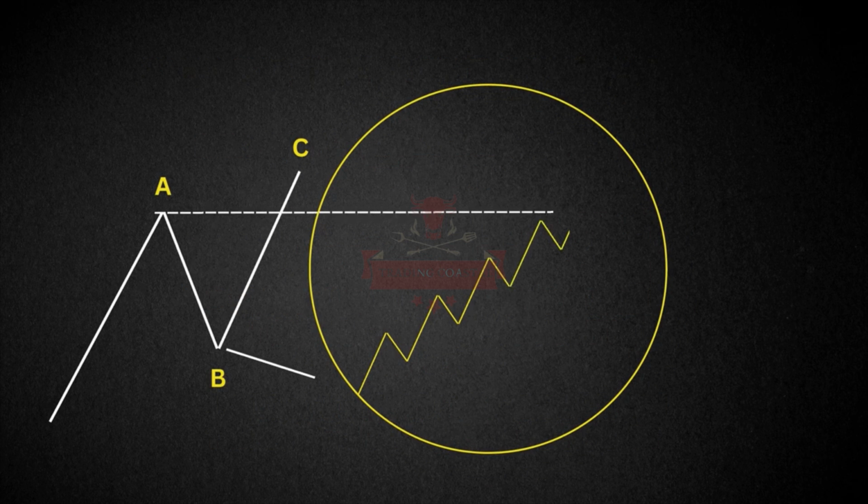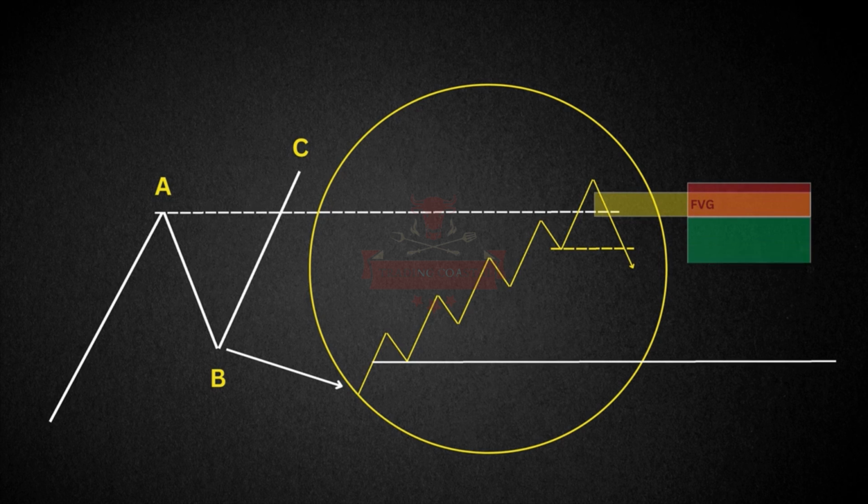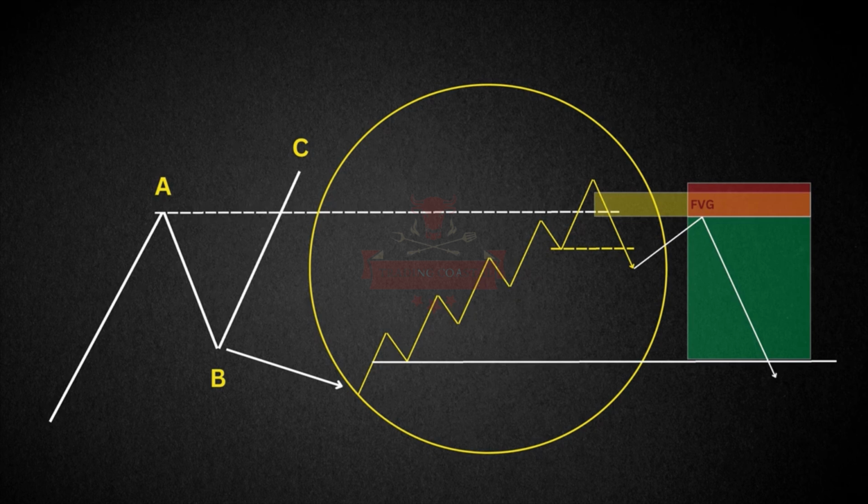As you can see here, we have a valid change of character in the 1-minute time frame. So, in the next step we should spot a fair value gap near the current price. So here, we have a valid fair value gap. In the next step we need to put our sell limit order at the lowest point of the fair value gap, and we should set our take profit at the lowest point of the B wave. And the stop loss must be a couple of pips above the fair value gap.